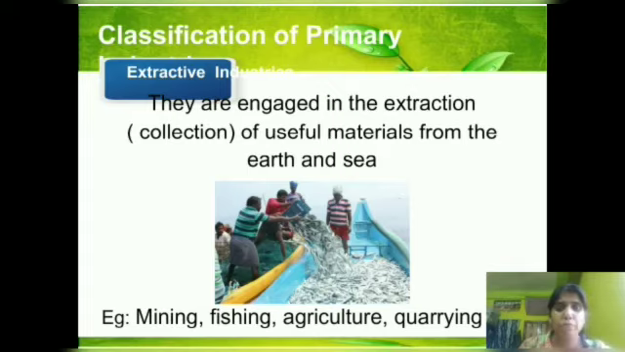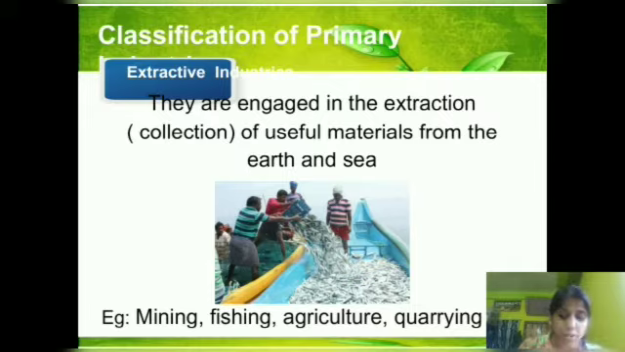Now see, if we further classify the primary industry, we can have as the first one extractive. Their main work is engaged in the extraction, that means collection of the useful materials from the earth and sea. That means all mining, fishing, agriculture, quarrying, all comes under this extractive industry. You are just engaged in extracting the useful materials. Everything is there in our earth. That resources has to be extracted. They can be extracted naturally.